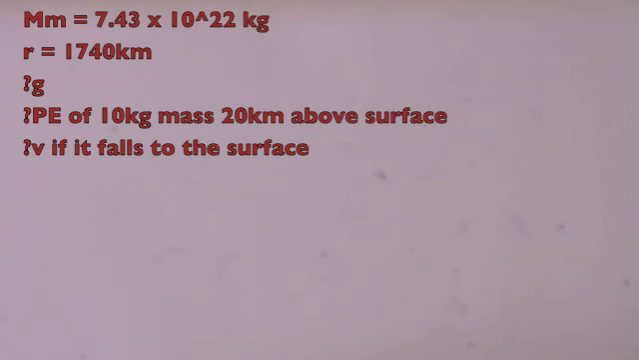The mass of the Moon is 7.43 times 10 to the 22 kilograms. Its radius is 1740 kilometers. We're asked to find three things. First, the gravity on its surface. Secondly, the potential energy of a 10 kilogram mass, which is 20 kilometers above the surface. And thirdly, the velocity of that mass if it were to fall to the surface.